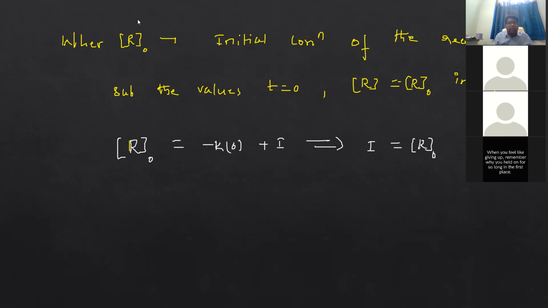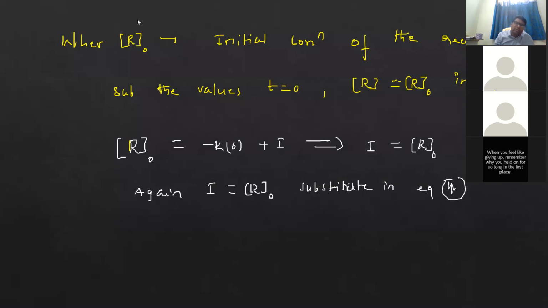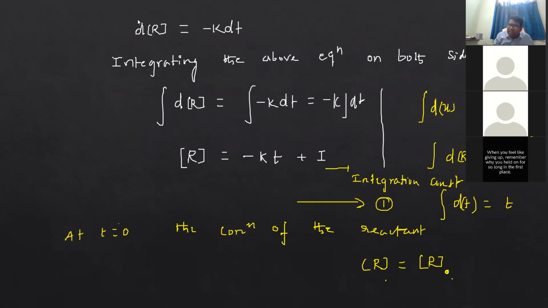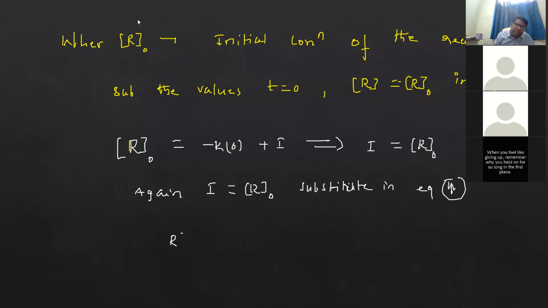Again, this I value is substituted in equation 1. What is I? The integration constant. I is equal to R naught. Substitute in equation 1. What is equation 1? Concentration of R is equal to minus Kt plus I. So therefore, concentration of R is equal to minus Kt plus R naught.